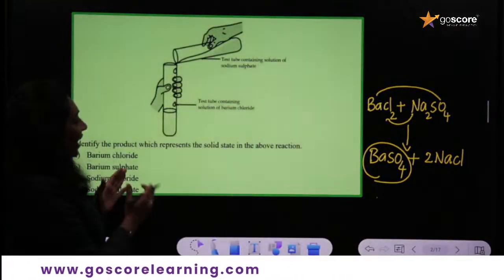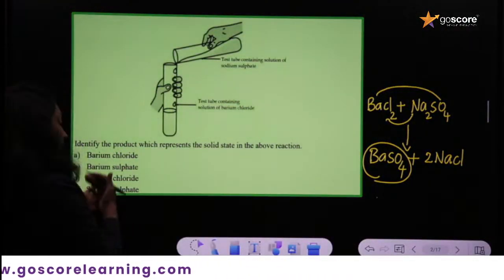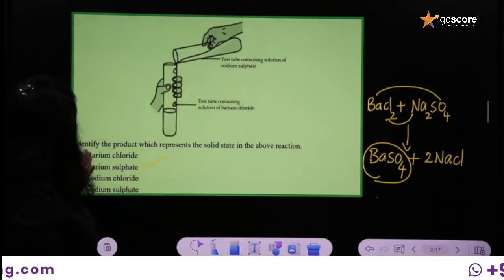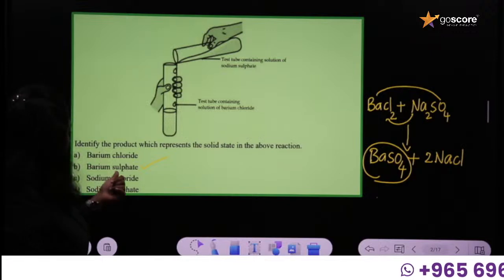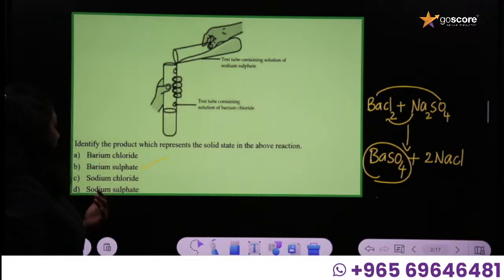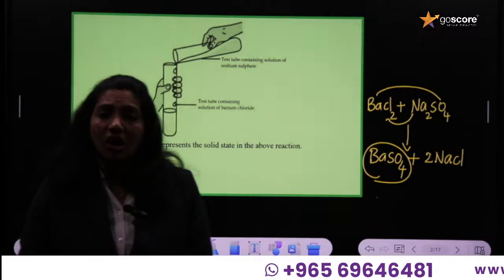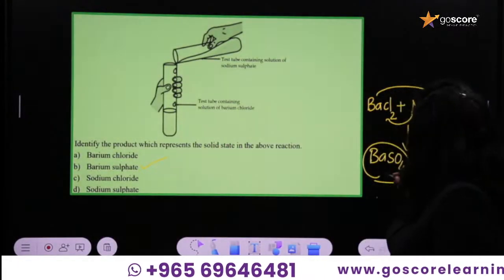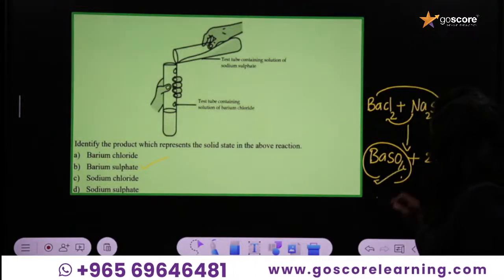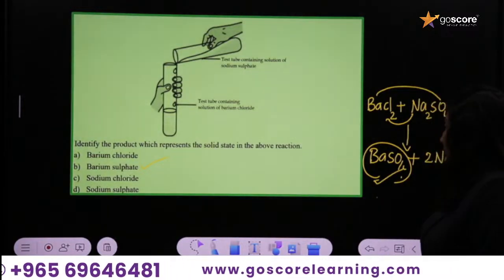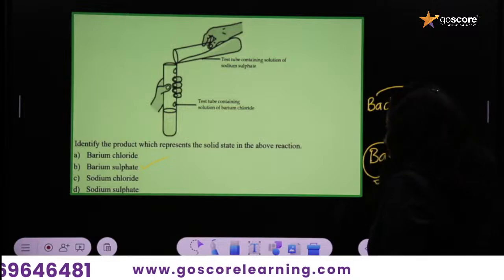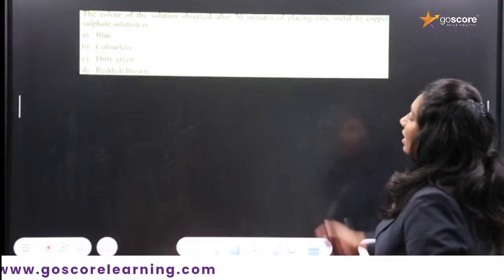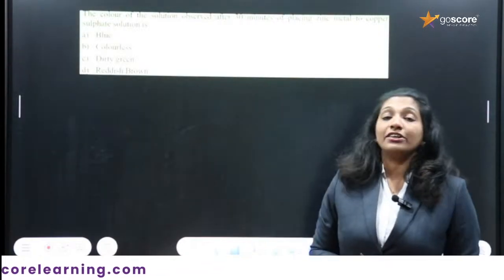So what is the product formed here? Yes, of course it is barium sulfate. You have the options barium chloride, barium sulfate, sodium chloride and sodium sulfate, and the correct option is nothing but barium sulfate. Your precipitate formed is barium sulfate. Okay, done. So your first answer is option B, barium sulfate. Now we are moving on to the second question.